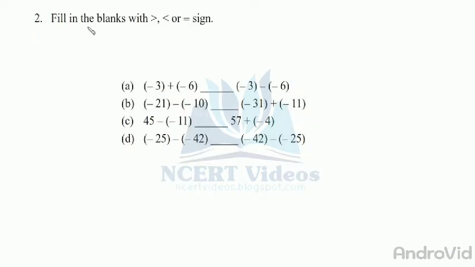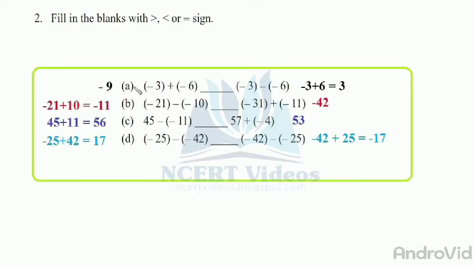Second, fill in the blanks with greater than, less than or equal to sign. So we'll have to compare these, A to D. First is, you can see here, minus 3 plus minus 6. Well, very simple, signs are same, we add them and the sign comes from 6. And now here minus 3, and we'll take the additive inverse of minus 6, that is 6. So it becomes plus 6.